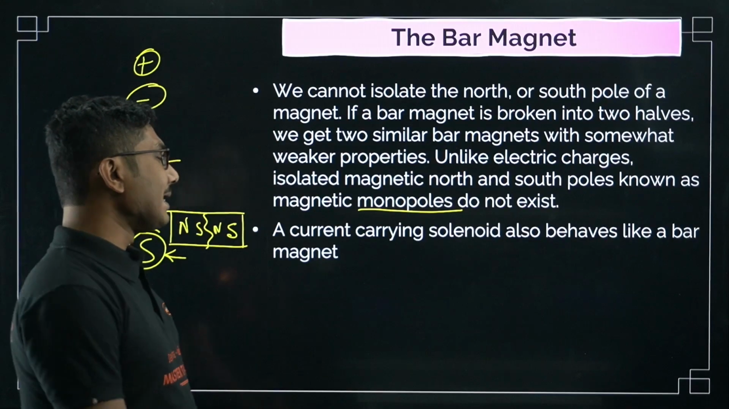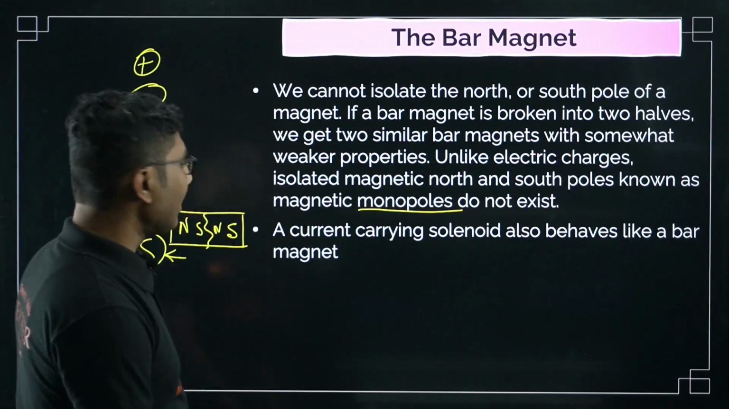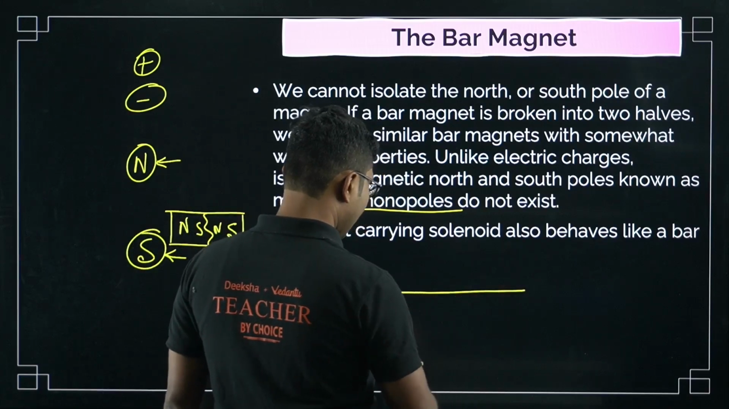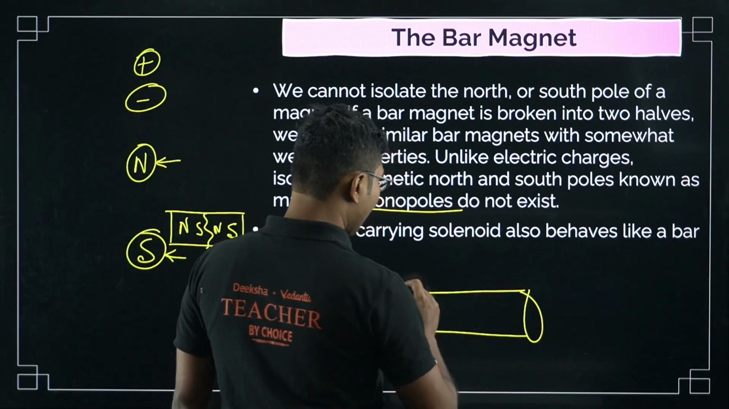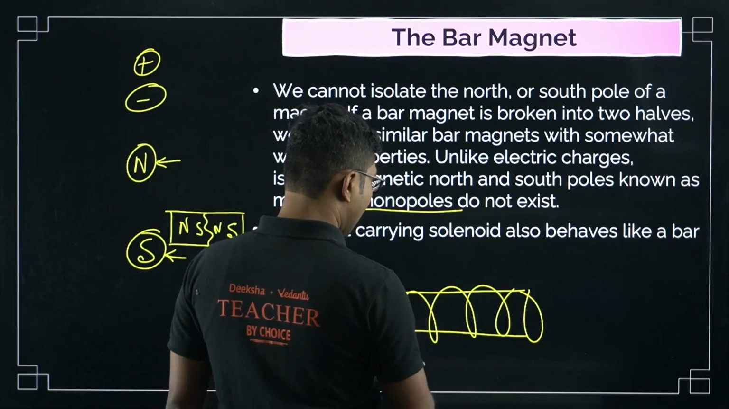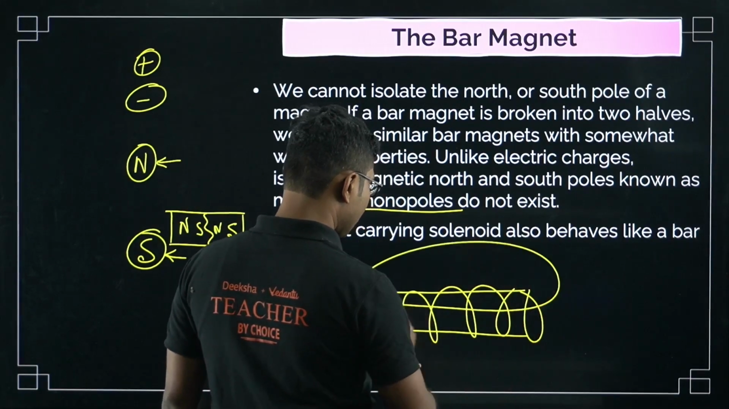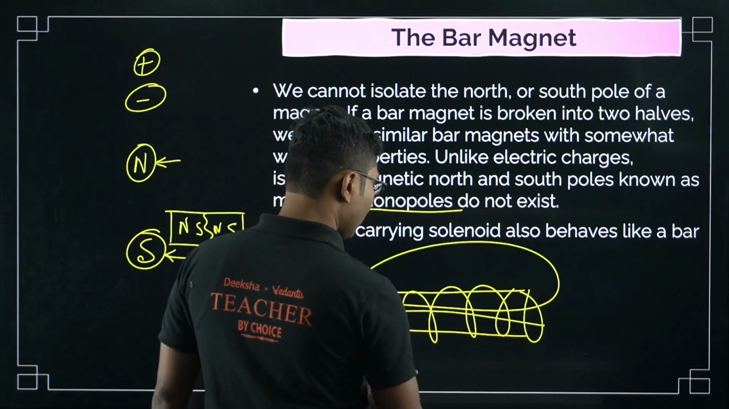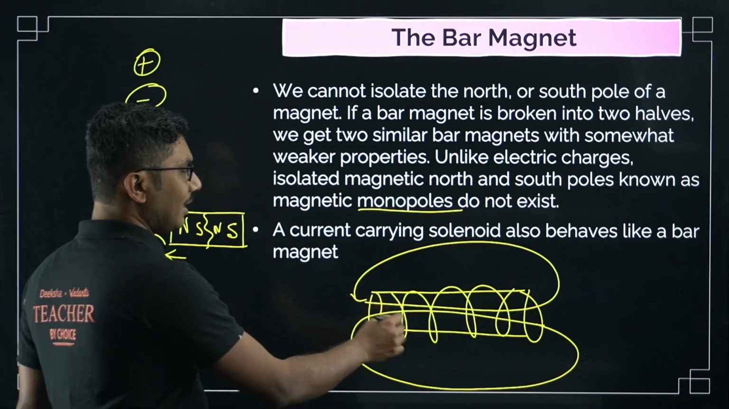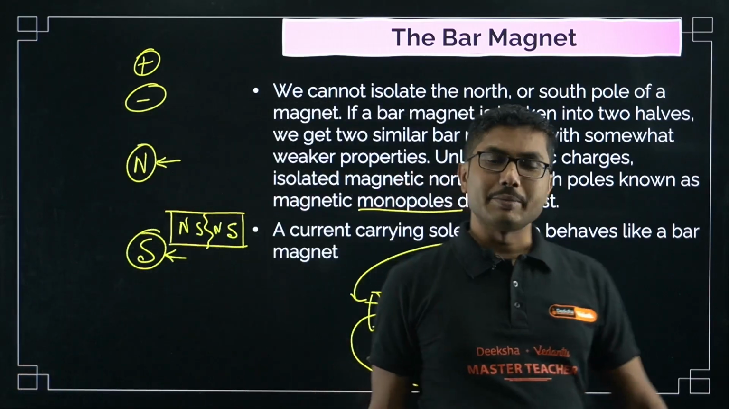A current carrying solenoid also behaves like a bar magnet. We have known that if you use a solenoid, it also behaves like a bar magnet. So this is a solenoid, and its magnetic field lines are almost the same as those of a magnet. And we already know that the magnetic field inside the solenoid remains constant.